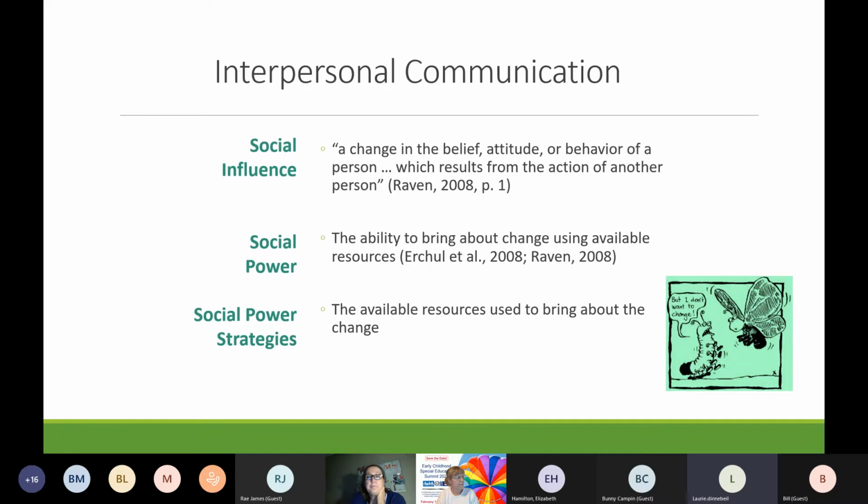So we'll talk a little bit about social influence and social power. This was a really interesting topic for me to learn about back when Bill and I became interested in consultation and thinking about the skills that effective consultants have as they work with other adults. So remember, the focus of the information that we share is on how adults work with each other to support children in inclusive environments. Social influence is a change in the behavior, attitude, or belief of a person that results from the action of someone else. Social power is the ability to bring about changes using available resources, and social power strategies are different types of resources that you use to bring about change.